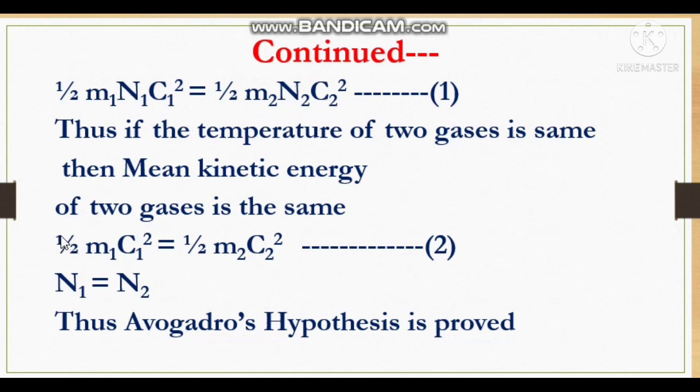So what is mean kinetic energy? Half mc square. So this is for gas 1 and this is for gas 2. Now if you look at equation 1 and equation 2, this half m1c1 square and this half m2c2 square, you can cancel it from equation 1. So what remains is N1 is equal to N2. So this is called Avogadro's hypothesis. It means if pressure, volume and temperature for two gases are the same, then the number of gas molecules for the two gases will be equivalent. So we have deduced Avogadro's hypothesis by using the kinetic gas equation PV is equal to 1 by 3 Mn c square.